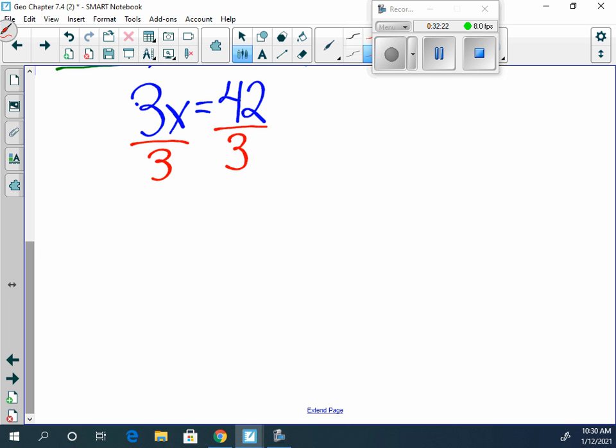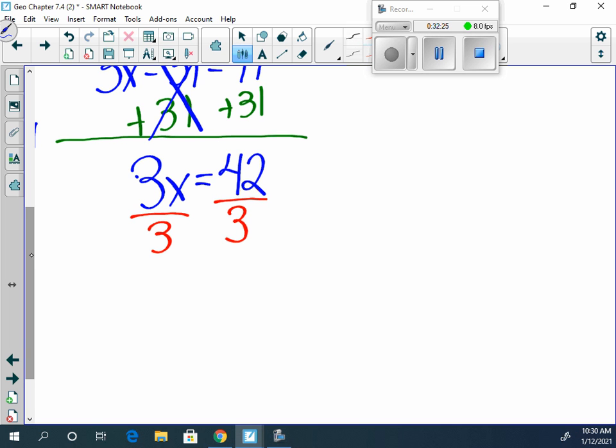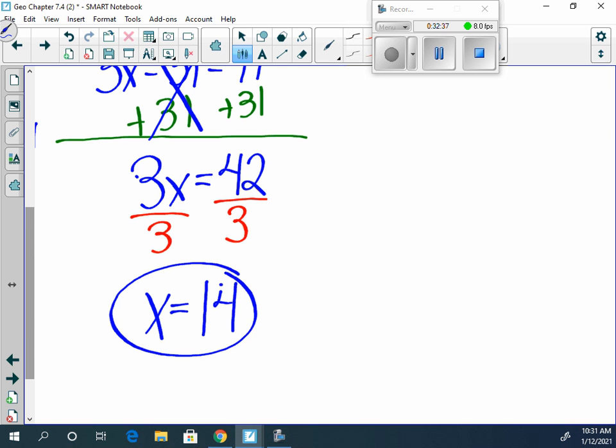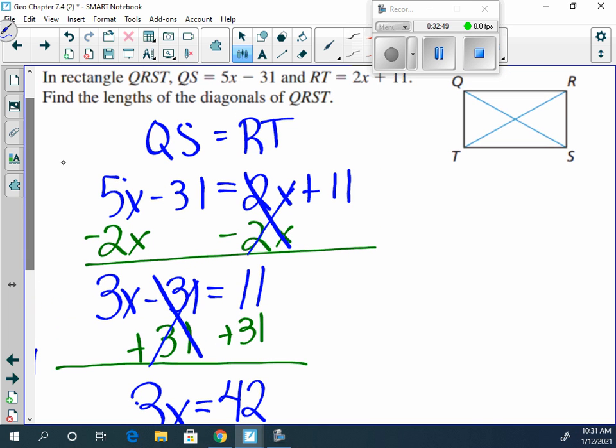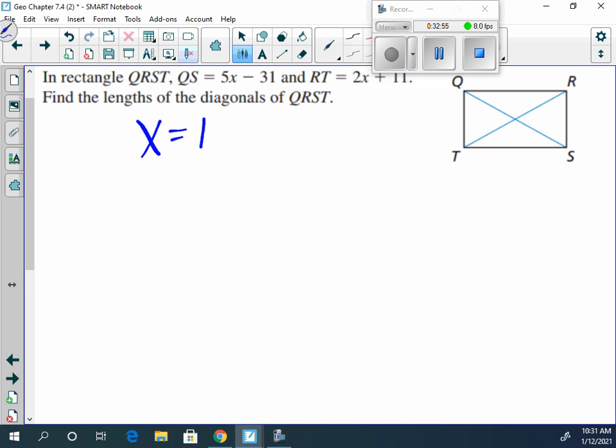And we divide both sides by 3, we get what? X is equal to 14. So that's our answer, yes? X equals 14. We have to plug it back in, because again, the direction said to find the length of the diagonal. So I'm going to erase this here because we found x is equal to 14. Do I need to plug it into 5x minus 31 or 2x plus 11? Either, because they are congruent.